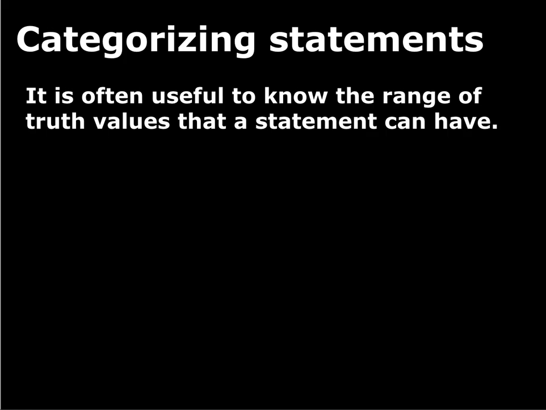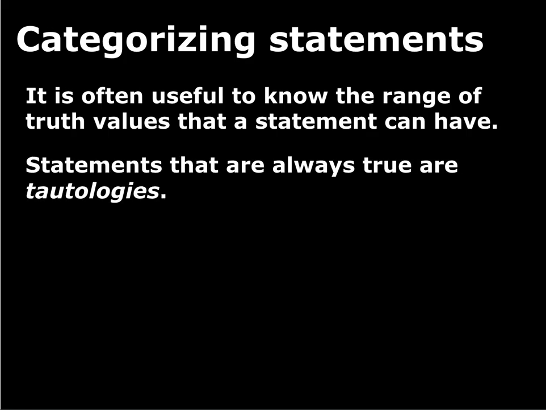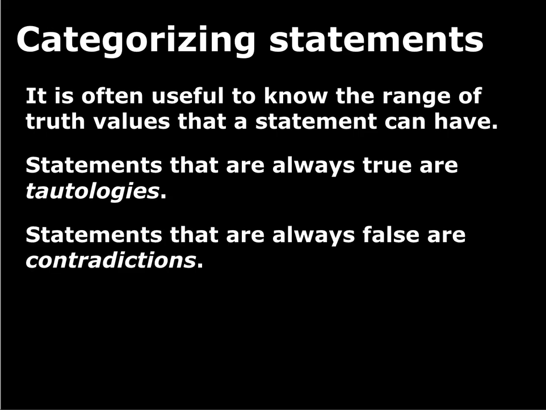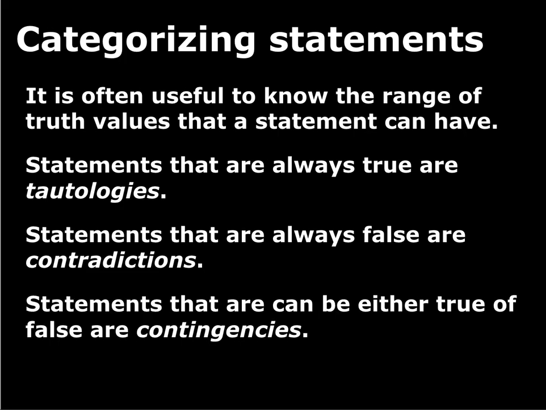It's often useful to know the range of truth values that a statement can have. So there's three categories or three possibilities that are interesting here. On the one hand, there are statements that are always true, and we're going to call those tautologies. There are statements that are always false, and those will be contradictions. And then there are statements that could be either true or false, and we're going to call those contingencies.